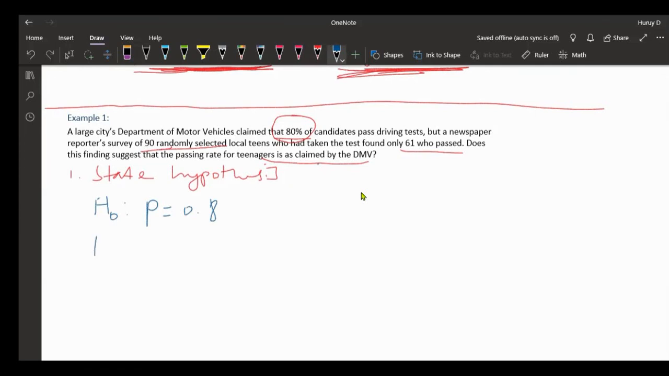Now, how about the alternative hypothesis? What do you think about the alternative hypothesis? We have this P, of course, but in between, do I have to choose the not equal sign, or greater than, or less than? What do you think, guys?